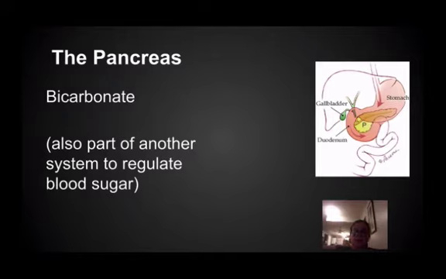The pancreas is not part of the digestive tract. Food never travels through the pancreas, but it's attached and it works with the rest of the digestive system, so it is part of the digestive system. It also happens to be part of the endocrine system, and it helps regulate blood sugar. All right, so we had very acidic chyme leaving the stomach, heading into the small intestine. The pancreas is releasing bicarbonate to help neutralize that very acidic chyme.